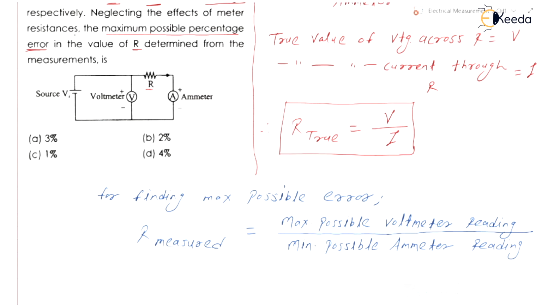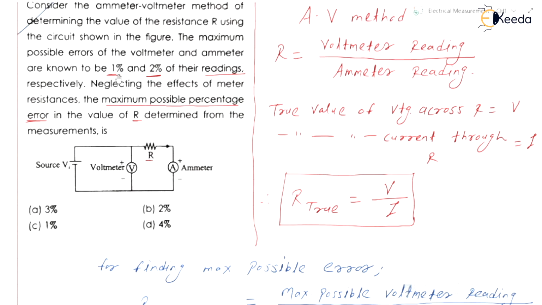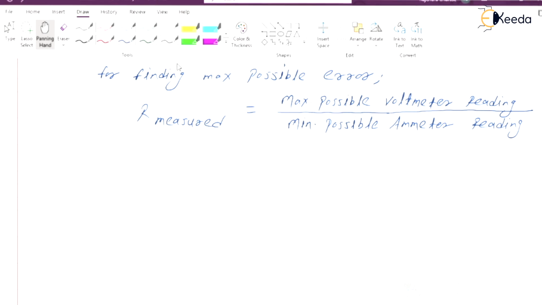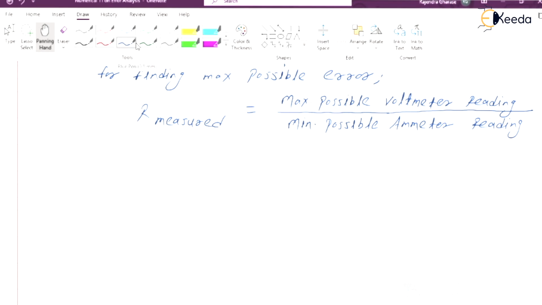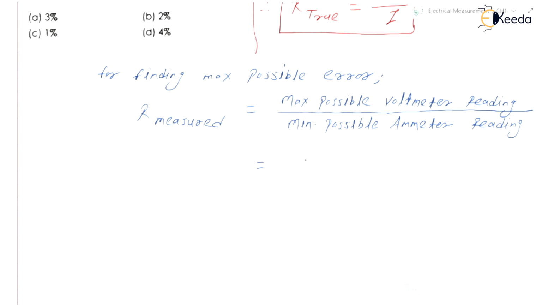Minimum possible ammeter reading. Okay, so now it is given that the voltmeter has an error of 1%, and the ammeter has an error of 2%. So we can write, my maximum possible voltmeter reading and minimum possible ammeter reading. What is the maximum possible voltmeter reading? It is the true value plus the positive error, which is 1% of V, divided by, in terms of current, here we require the minimum, so that's why it should be minus, and the error is 2% of the true value of current.